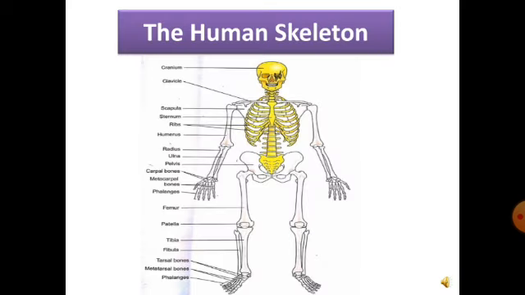Now comes the human skeleton. Together, the bones form the skeleton. This is the picture of the human skeleton. All the bones have different scientific names. Just like your skull bone is called cranium, your collarbone is called clavicle, and so many other different names are there.